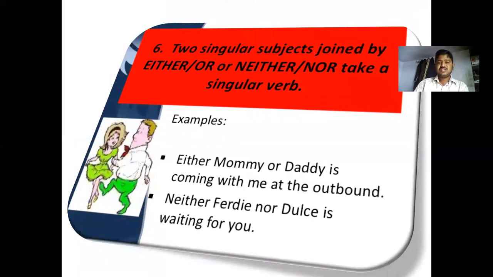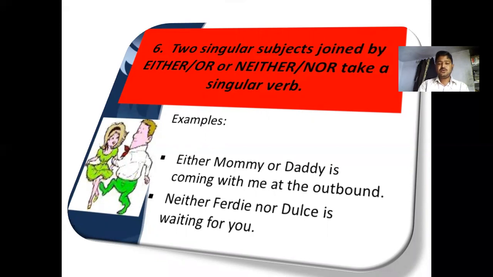Next, two singular subjects joined by either-or, neither-nor take a singular verb. If it takes two subjects joined together, that takes a singular verb. Either mummy or daddy. Both are subjects, the first one singular, the second one singular. But we want to communicate with only one singular subject here, because either-or, either he or you.